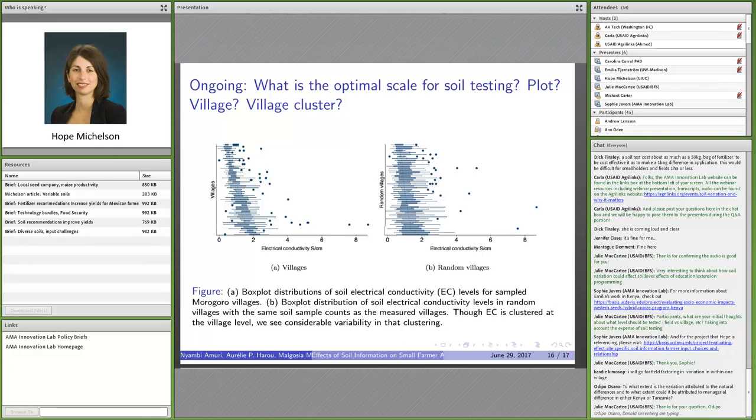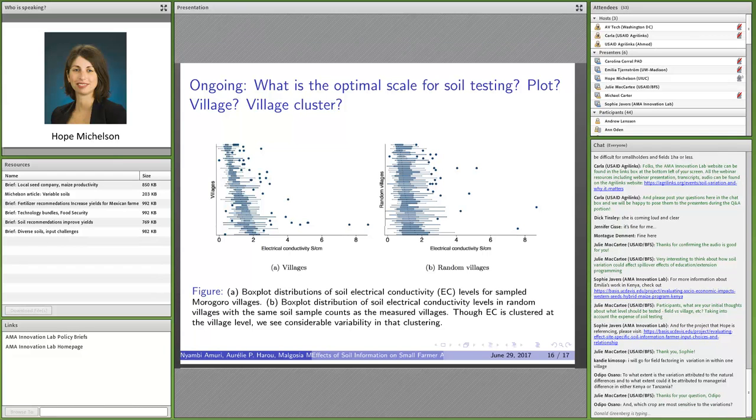And what this is suggesting, so on the left we've got the actual measures, so this is similar to the box plots that Amelia was showing you, of soil electrical conductivity. On the right, what we've taken is our data, and we just randomly put the farmers into villages, right? And then we're comparing what those distributions look like.